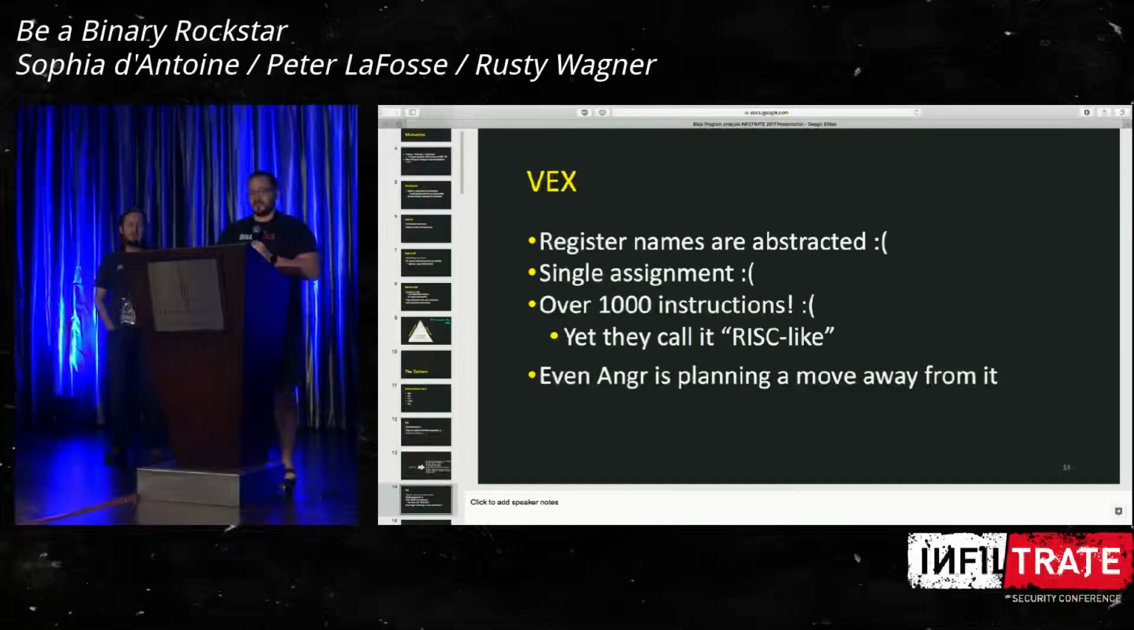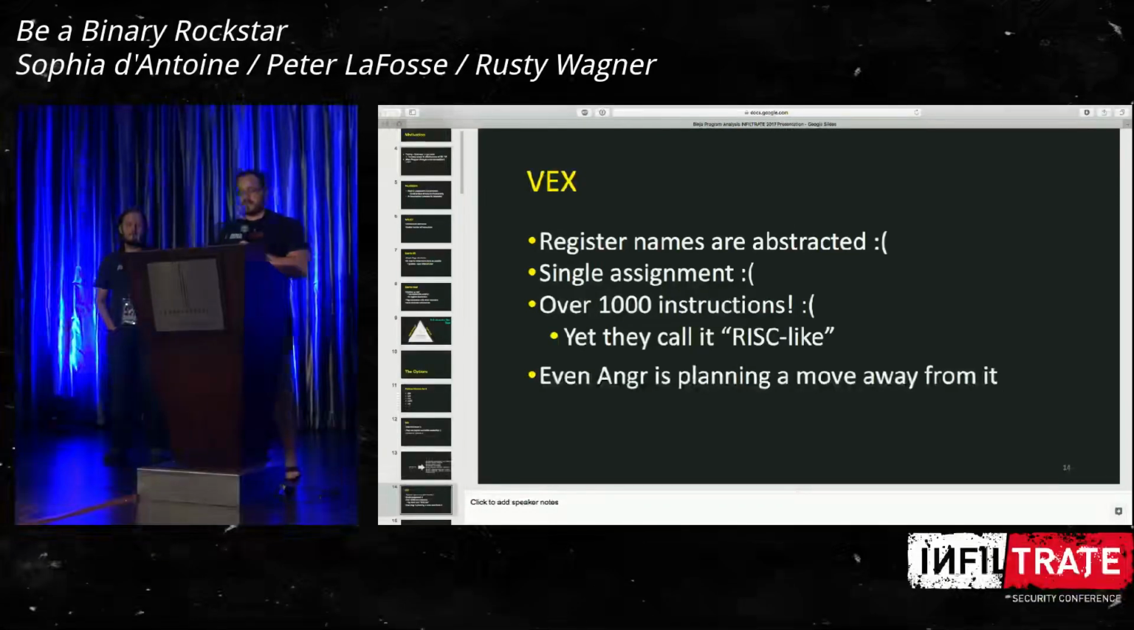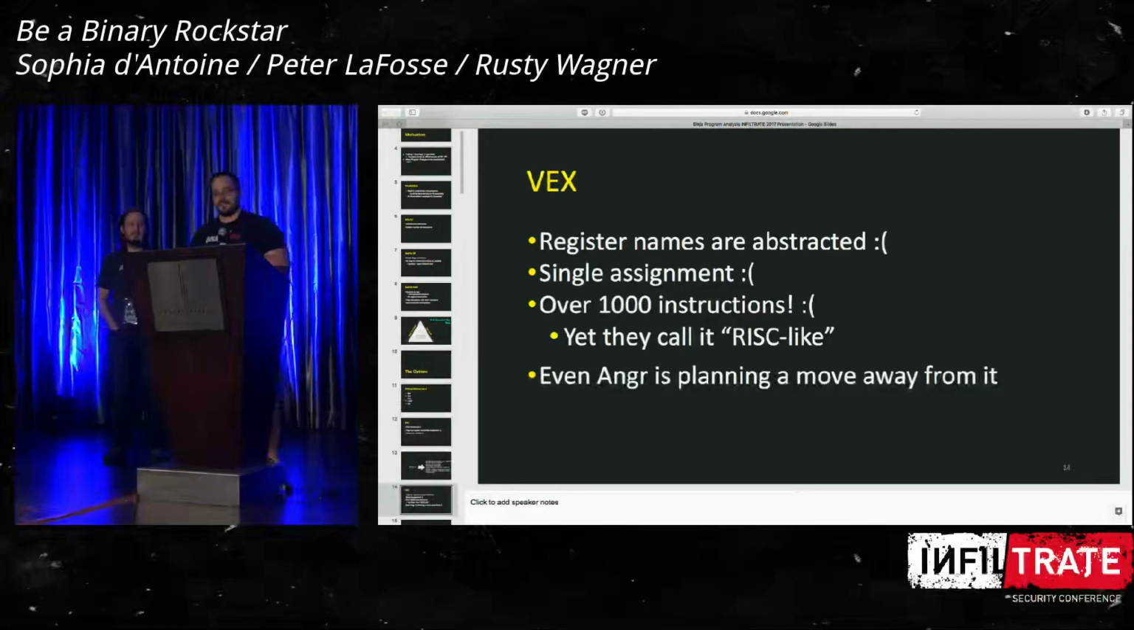VEX is probably the single worst intermediate language that you could possibly choose for translating an assembly language from. All their registers have been converted over to numbers, so you have some mapping of number to native register. It's all single assignment. Assembly language is not single assignment, so you have multiple stages that you would have to run through for each assembly language instruction that you want to lift. There's over 1,000 instructions in VEX, and they say it's RISC-like, which maybe is ARM RISC-like. Maybe they're comparing it to ARM, I guess.